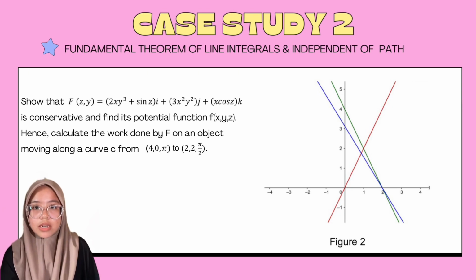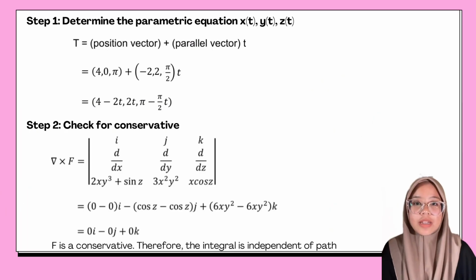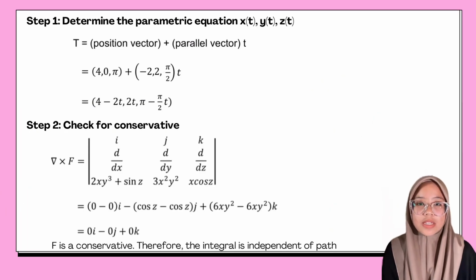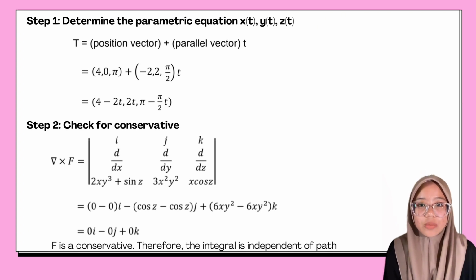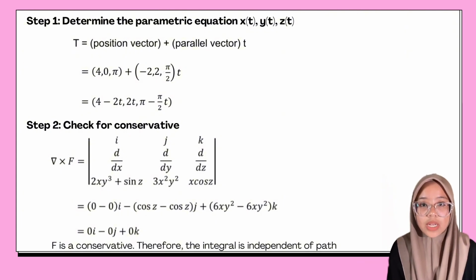So this is the graph based on the parametric equation that we will calculate soon. For step 1, we determine the parametric equations x(t), y(t), z(t) to build a graph. As you can see, to get a parametric equation, we use the position vector from point (4, 0, pi) and add the parallel vector, which is the point (negative 2, 2, pi over 2) times t.